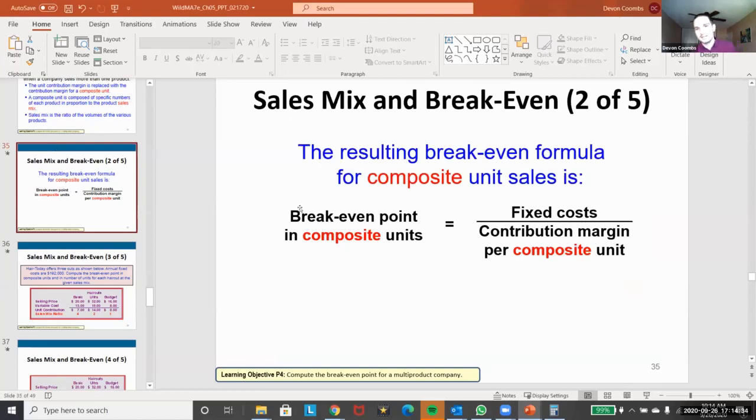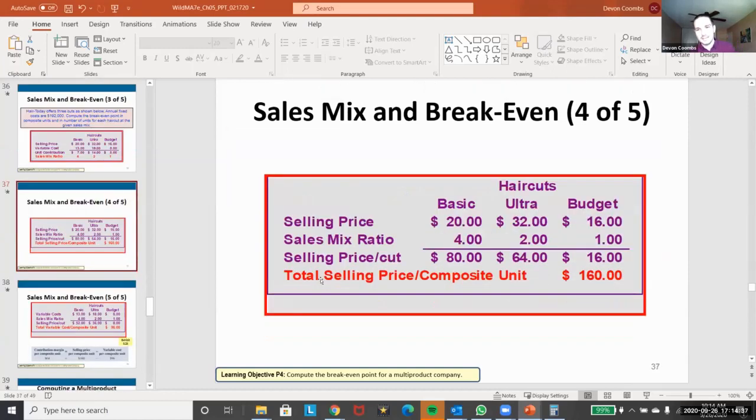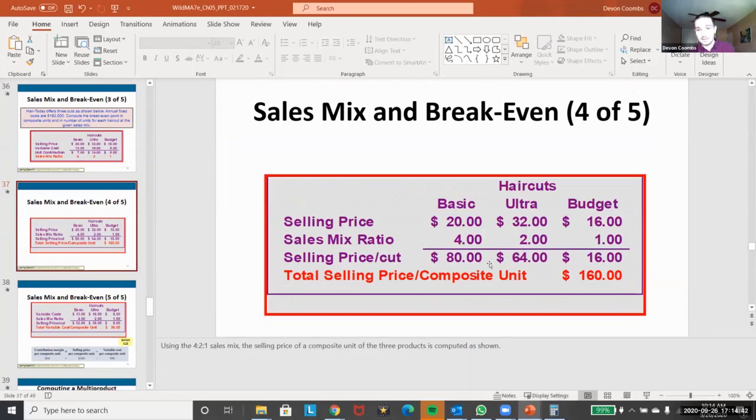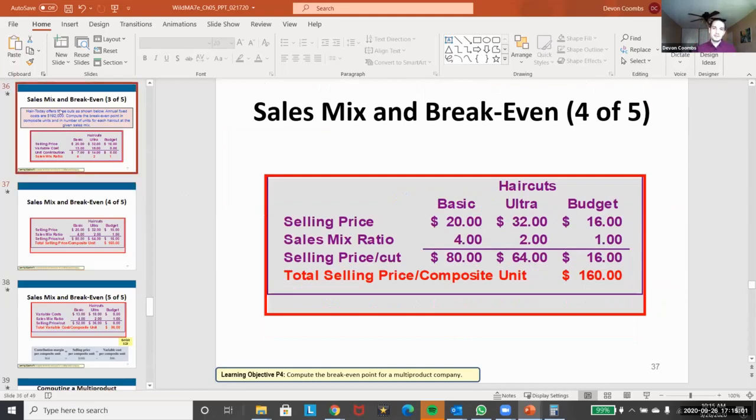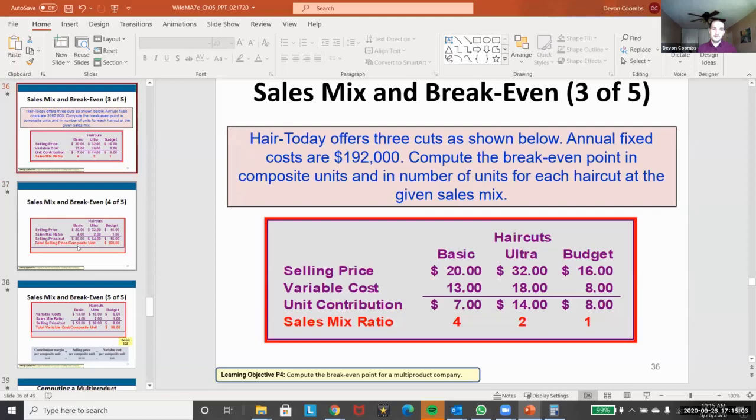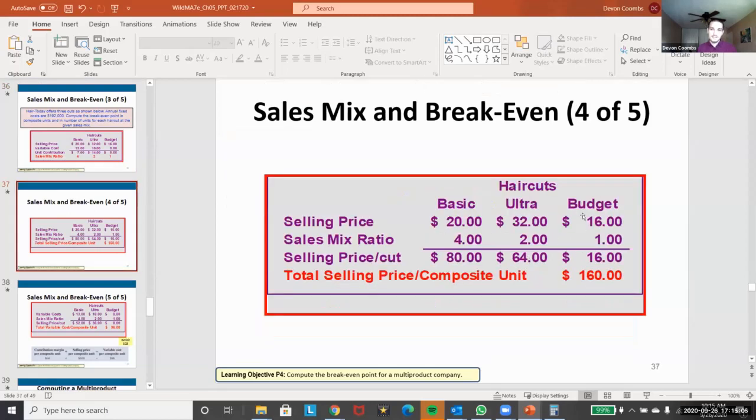So to go back into that, the idea here is to ultimately calculate the composite sales per unit. So you're using the sales mix ratio to decide what our selling price per cut is. So the idea here is 20 times 4 gives us our 80. The 32 times the 2 gives us our 64. The 16 times the 1 gives us our 16. So the total selling price for this composite unit, this combined unit, is $160.